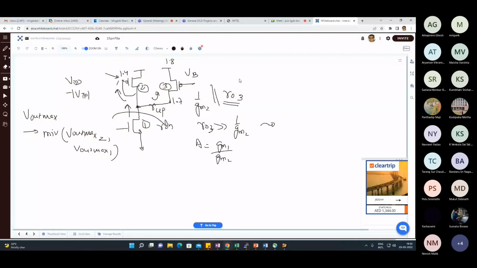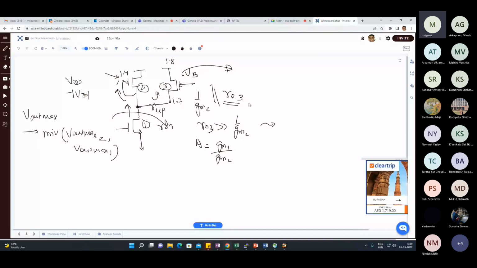So like we can increase GM1. Yeah, so if you have read the Razavi chapter, I think second or third, the common source amplifier chapter, where all the single stage amplifiers are given, I think third chapter. So there they have explained this one also.